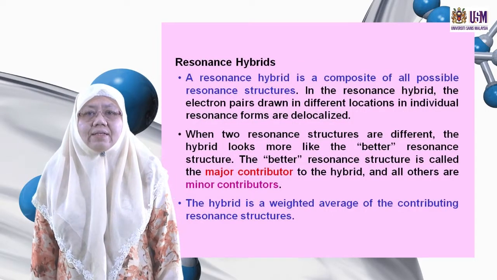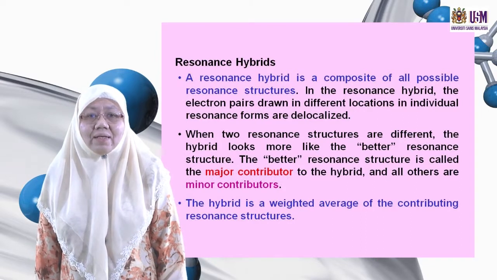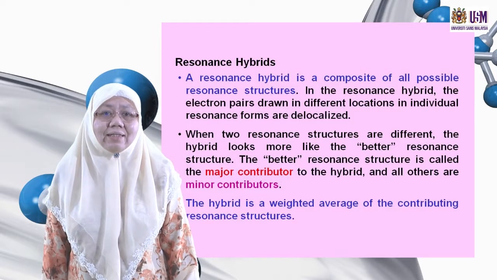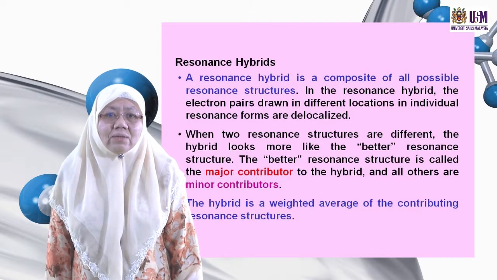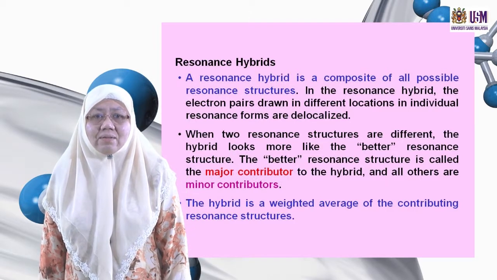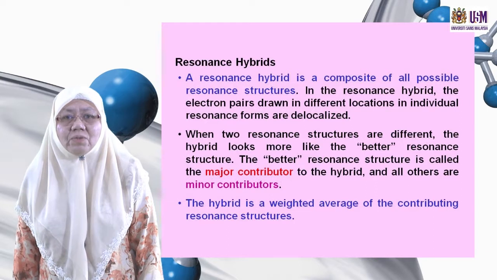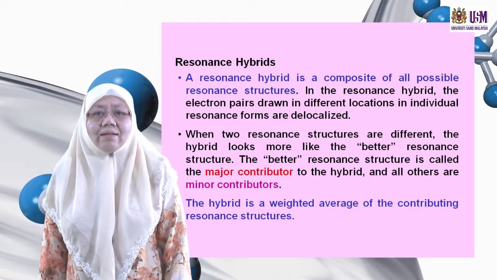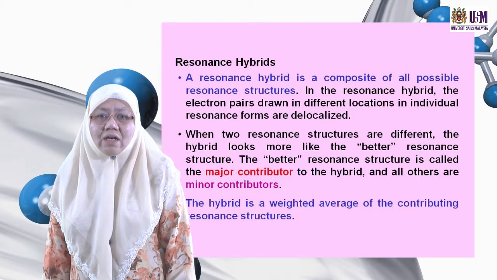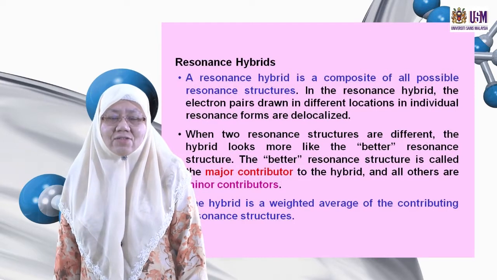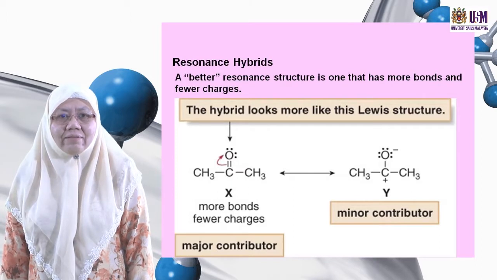A resonance hybrid is a composite of all the possible resonance structures. In the resonance hybrid, the electron pairs are drawn in different locations in individual resonance forms, and they are delocalized. When two resonance structures are different, the hybrid looks like the better resonance structure. The better resonance structure is called the major contributor to the hybrid, and all others are the minor contributors. The hybrid is actually a weighted average of the contributing resonance structures. The following slides show an example of a resonance hybrid.